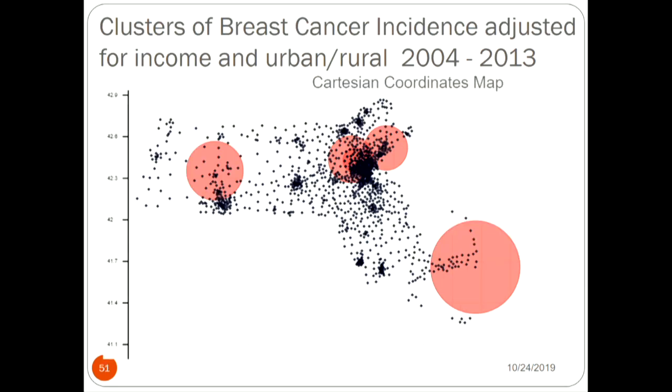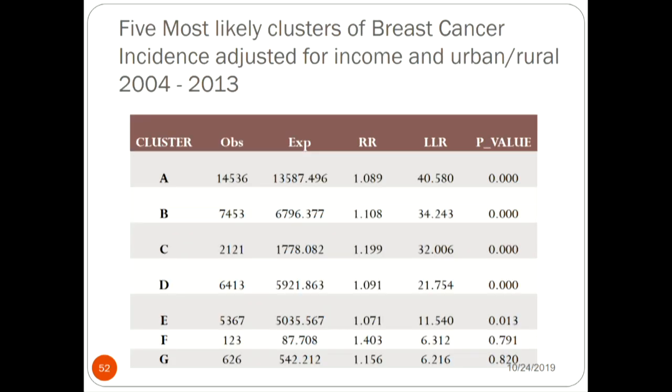Now here is the output of 5 clusters, adjusted for the income and urban rural status for the 10 years. And those are the relative risks. Those 5 clusters were significant, and 2 of them were not significant.